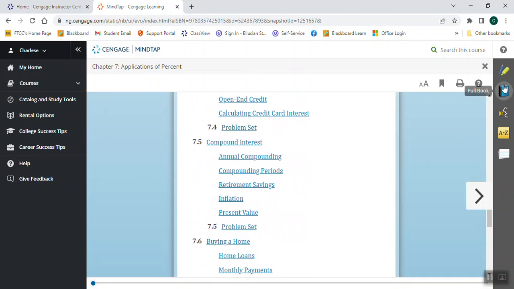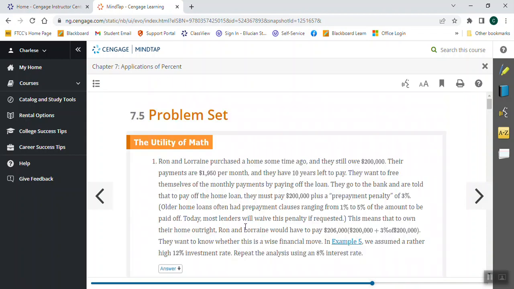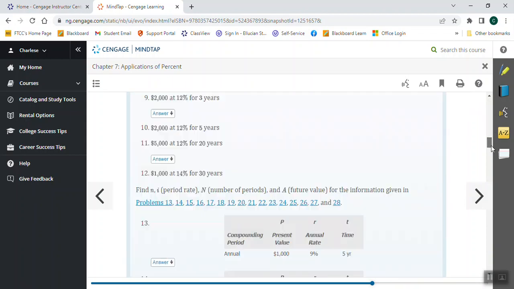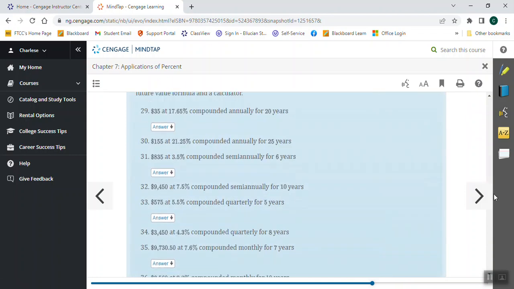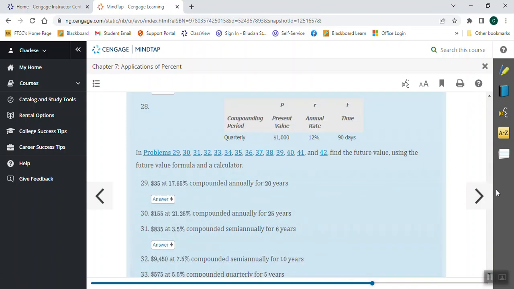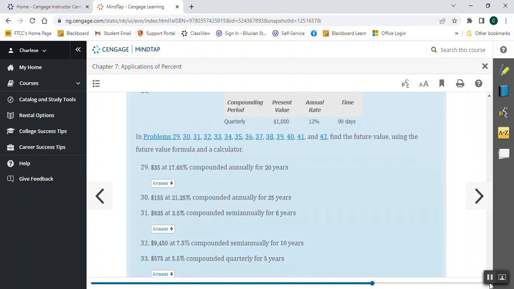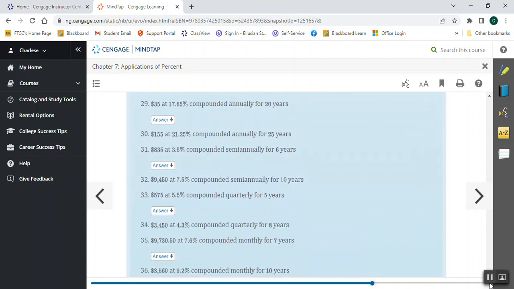this is your ebook, your electronic book. That's the full book right there if you want to scroll through the whole thing. But I just wanted to go to chapter 7. 7.5 problem set, number 34. I'm going to look at the directions first. Oh, yeah, this is the compounding problems. So I want to make sure I go over this with you all. So let me write down my information. So 7.5, number 34.